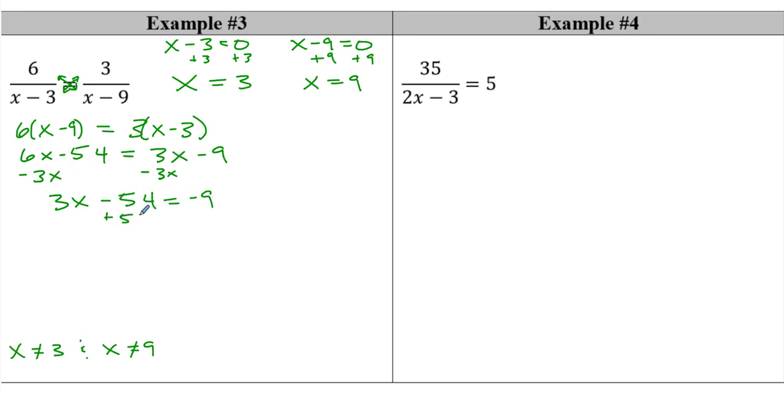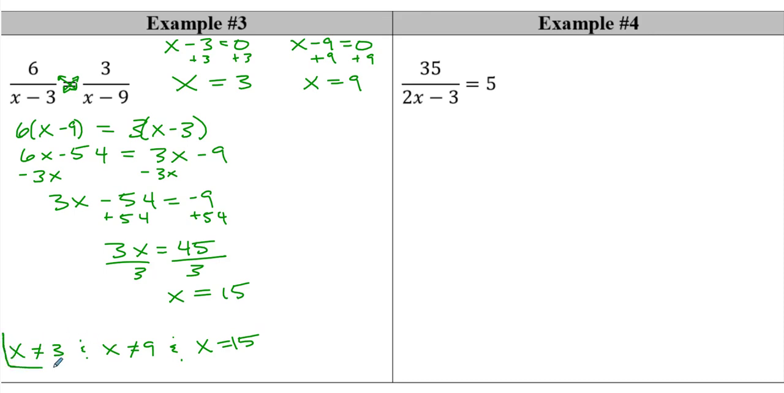I'm going to add this 54 to both sides. There we go. And then I get 3x is equal to positive 45. Divide them by 3, and we get x is equal to 15. Alright, so if 15 is the value we plug in, we get an equal set of expressions. So that is our solution. But we also have these restrictions as part of our solution also. X cannot equal 3 and x cannot equal 9.